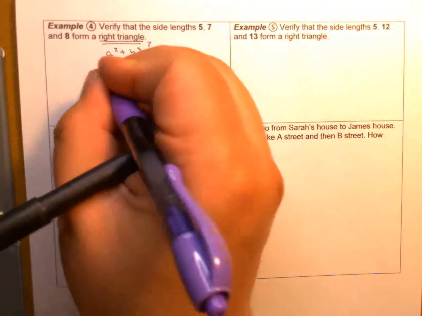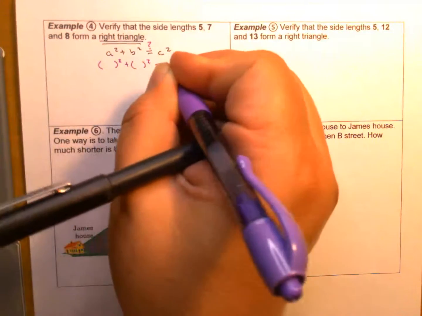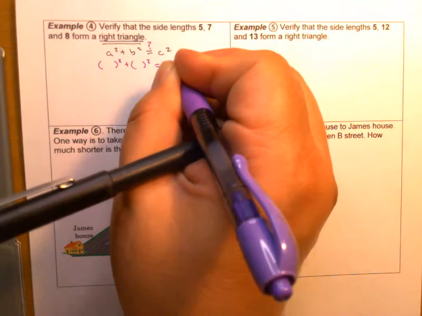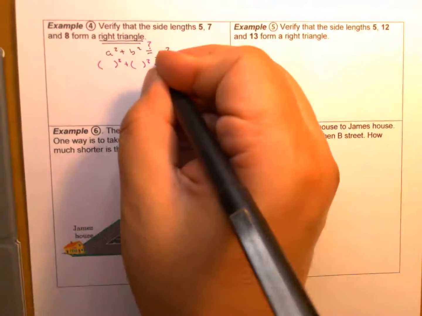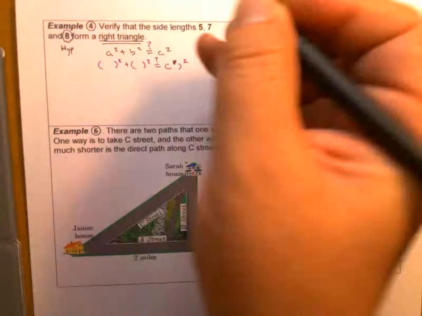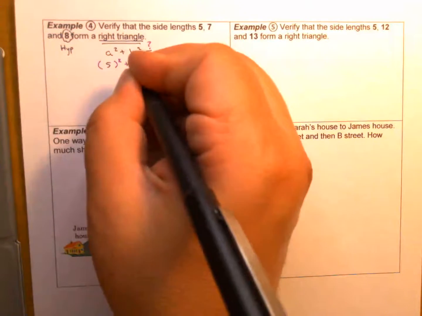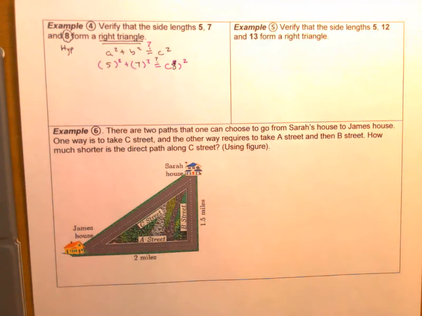So let's set it up here. Everything has a power of 2. There's the c. Well, actually, let's put a parentheses there. The question is, will they equal each other? Now, remember, the one that goes out here on its own is the hypotenuse. Well, the biggest number, right? The biggest side, there's your hypotenuse. So then we're going to put an 8 in here. So the 5 and the 7 go over here. So we're just plugging numbers in.